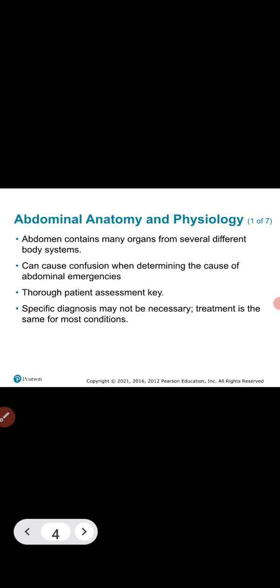The abdomen contains many organs from several different body systems, which can cause confusion when determining the cause of abdominal emergencies. Thorough patient assessment is key. Specific diagnosis may not be necessary. Treatment is the same for most conditions. That's one important thing to remember: you might spend a lot of time doing a thorough patient assessment, but most of the time there are only a few things that we in EMS can do in the field. So keep that in mind.